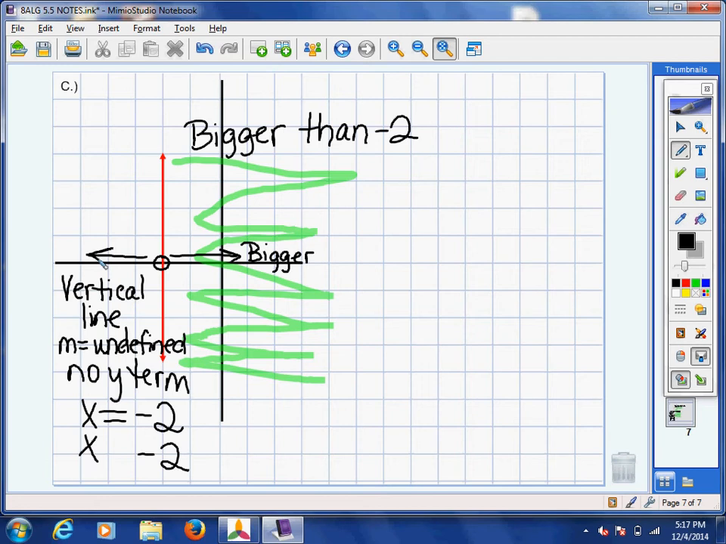So the logic would be, hey, if we're shading to the right of the line, and it's a vertical line, this would be greater than or equal to, because it's a solid line. That would be how I'd write that inequality, okay? So x is greater than or equal to negative 2. Now you could test it. You could use your tester point 0, 0, just don't have a y to plug that second 0 in. So is 0 greater than or equal to negative 2? Yes, it is. This is the correct way to write that.